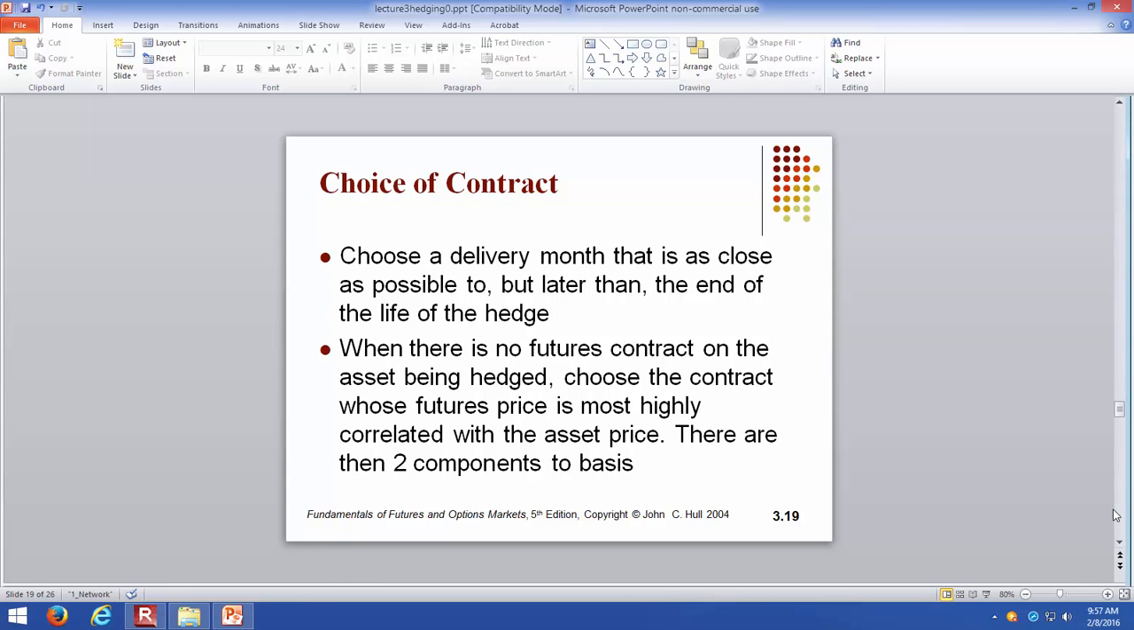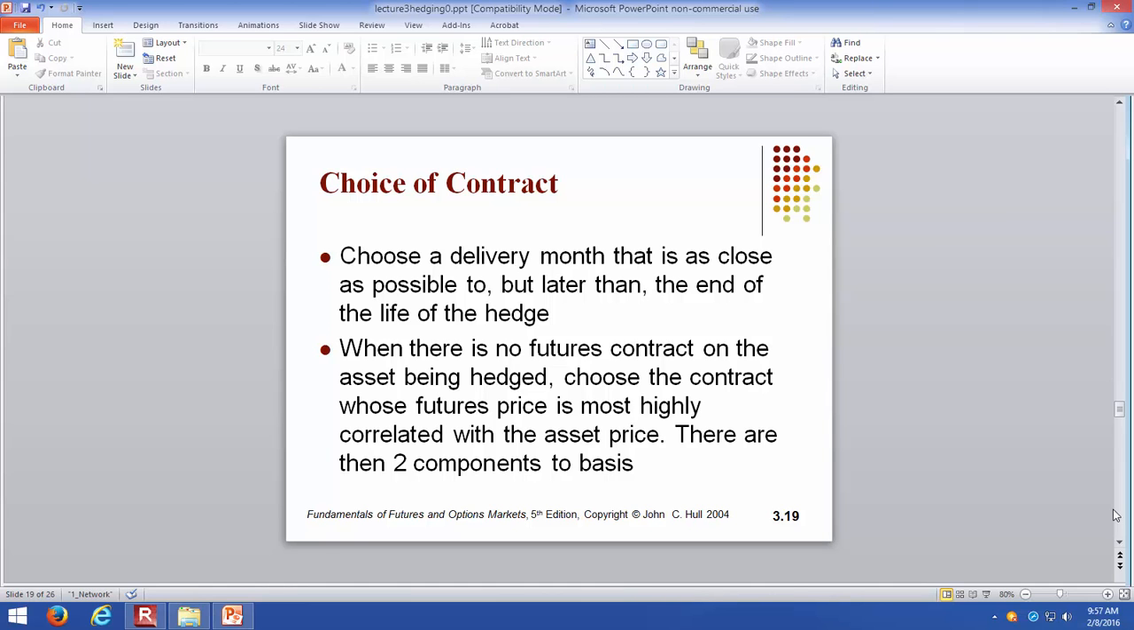Okay. Now why do we have basis risk? The main reason why we have basis risk is because typically you want to choose a delivery month that is as close as possible to, but later than the end of the life of the hedge. So what does it mean? Basically what we are saying here is that suppose you are, let's say Walmart, you want to buy something from China in June.